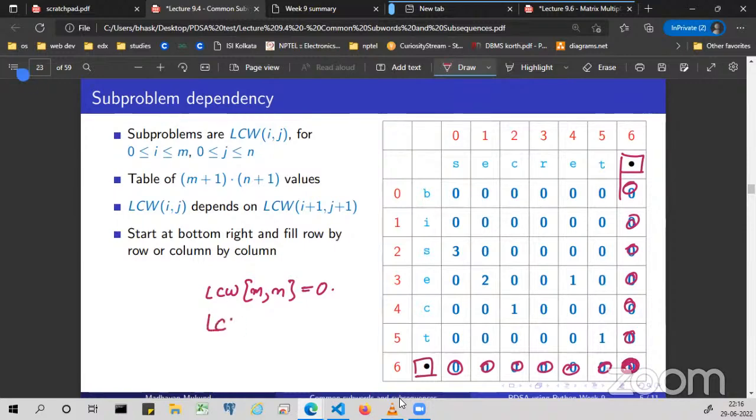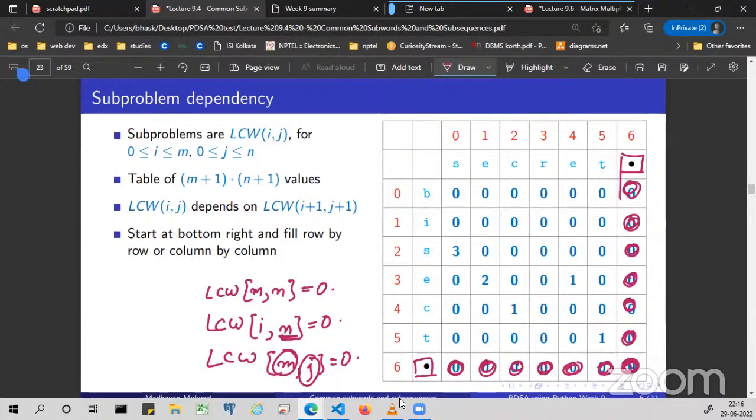But we know that LCW of I comma N was also 0. What is LCW of I comma N? That is, the row is not 0, the column is the last column, the end column. Correct. So I'm putting 0 all over this last column. And the other base condition was LCW of M comma J is equal to 0. So here the row is the last row, and the column is not fixed, right? So this is the last row, column not fixed, all 0.